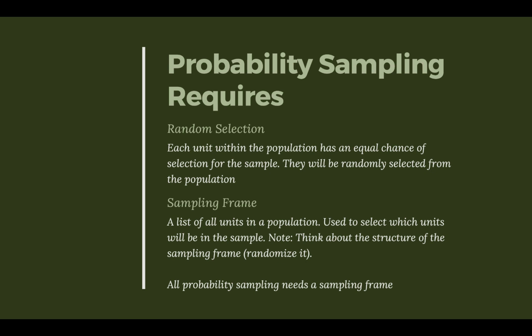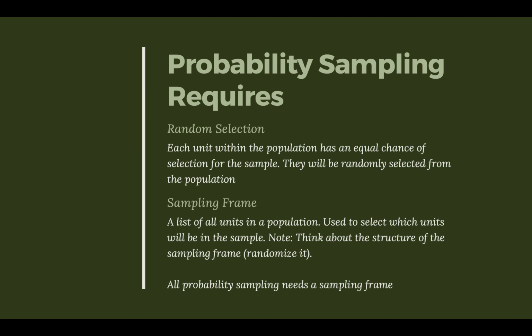Well, how do we do that? First, if we're going to be sampling from the entire population and we want to ensure that everyone has an equal chance, we have to have a list of all those units or all those people in the entire population. And that is called a sampling frame. It's just a list of all the units in the population. Then we use that list to identify or select which ones will be included in the sample.